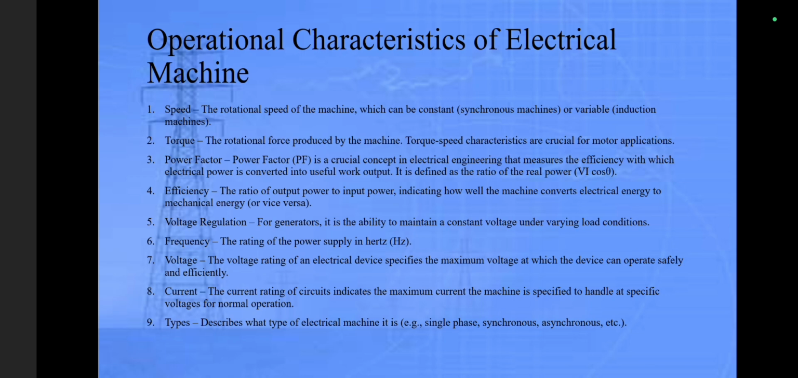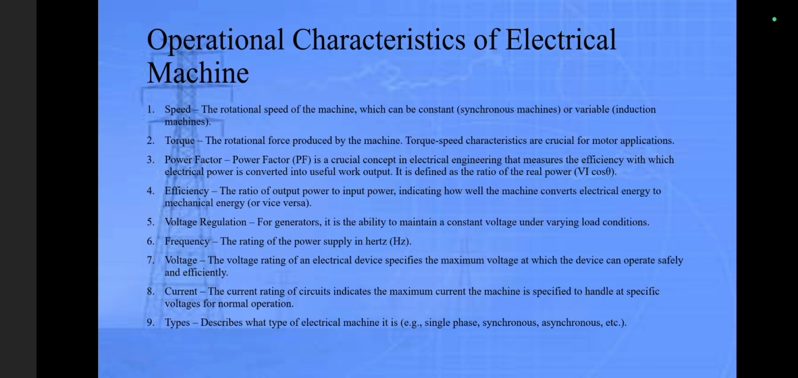Third, power factor. Power factor, or PF, is a crucial concept in electrical engineering that measures the efficiency with which electrical power is converted into useful work output. It is defined as the ratio of the real power.